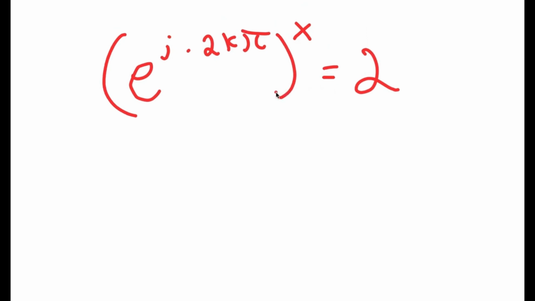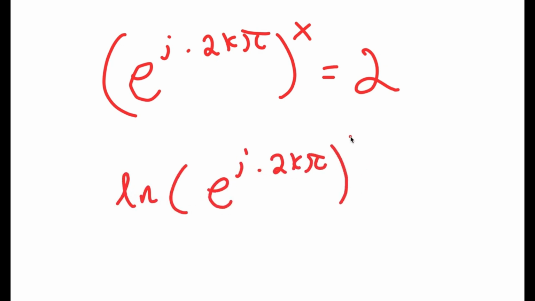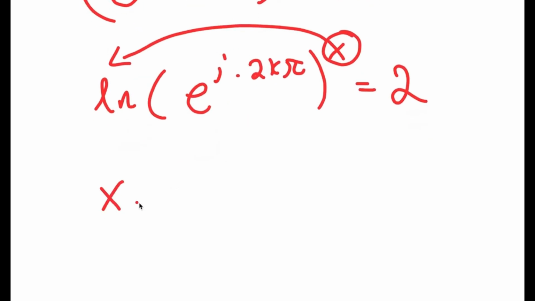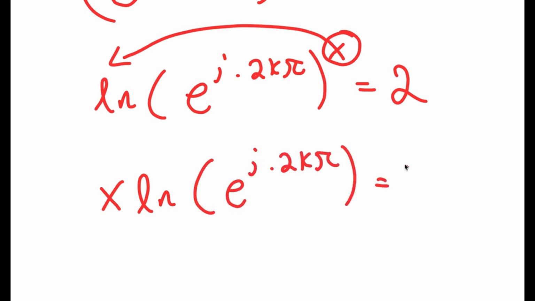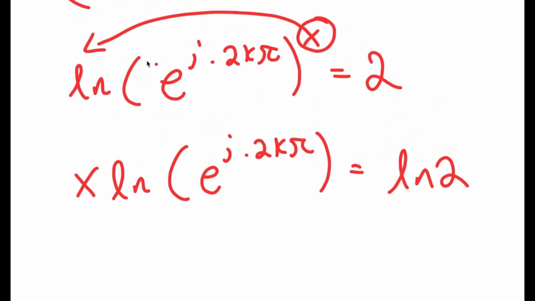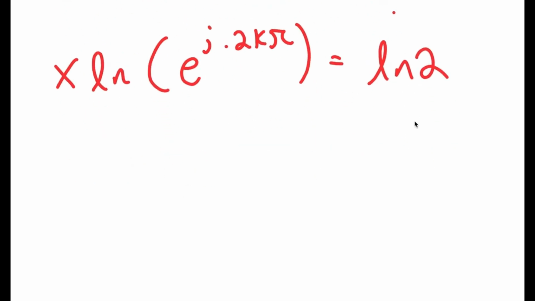And now with this, I'm going to take the ln or natural log on both sides. So I have ln e to the power of i times 2k pi to the power of x is equal to 2. So I'm going to now bring this x down using the property of natural logarithms. So I get x times ln e to the power of i times 2k pi is equal to ln of 2, because if you take ln on one side, you have to do the other side.